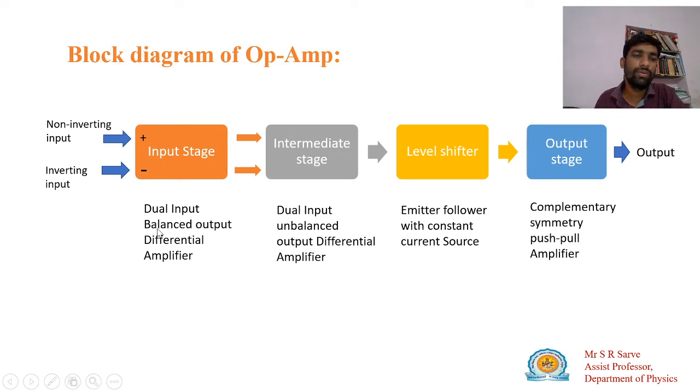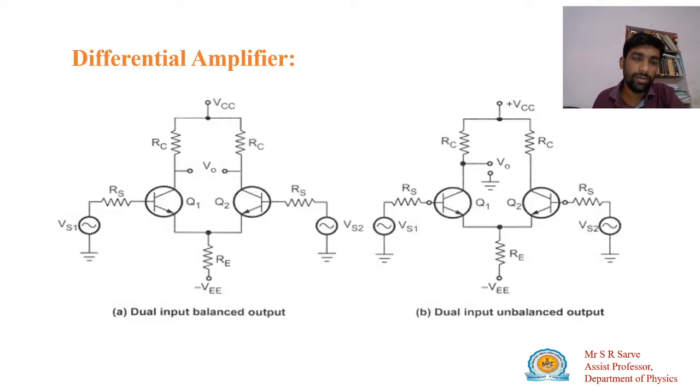Now you will ask me what this dual input balanced output differential amplifier is. First of all, let us see what a differential amplifier is. A differential amplifier consists of two transistors. Suppose this is transistor Q1, this is transistor Q2. These two transistors are selected such that their parameters are closely matched with each other.